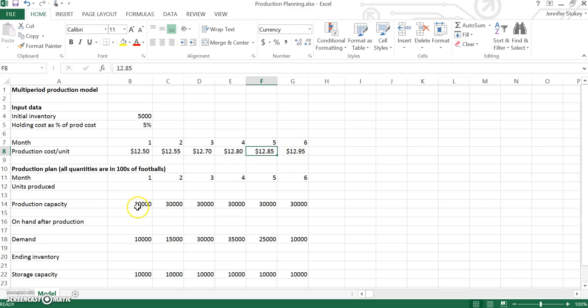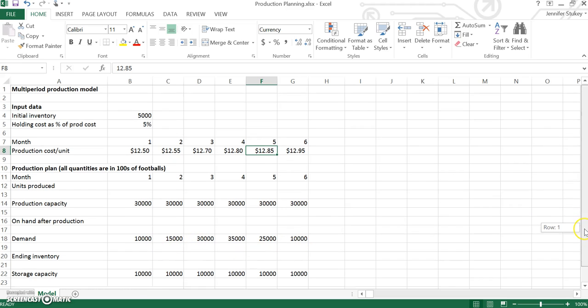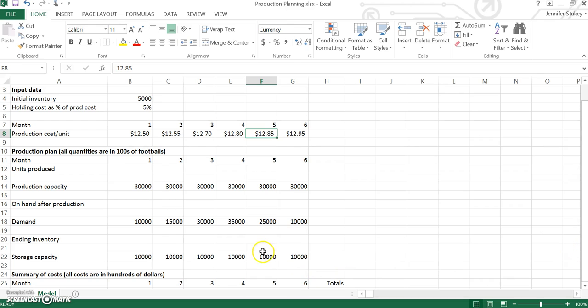In this case, each month has the same production capacity of 30,000 units, but the demand for each month varies. And so the most simple solution would be to produce exactly the demand for the month, except that's not possible in month 4. An additional problem is that might not be the most cost-effective way to produce these footballs, and the more you can reduce costs and still sell the footballs for the same amount, then the more profit that the company makes. So that's why the optimization model is important.